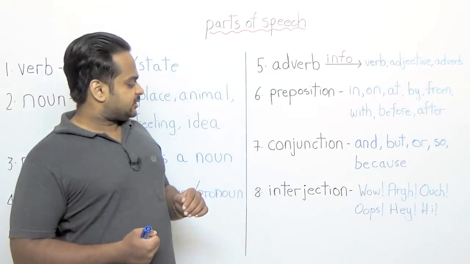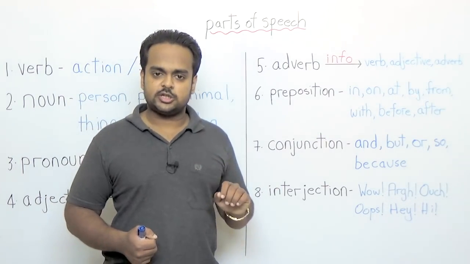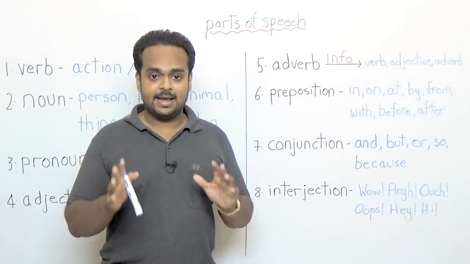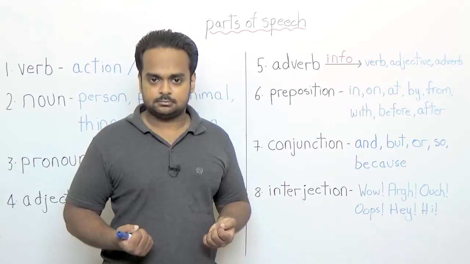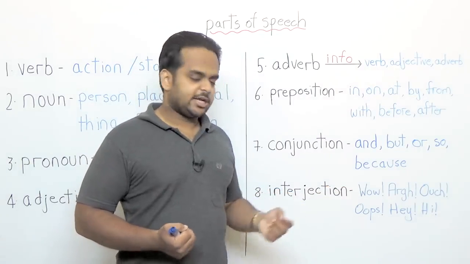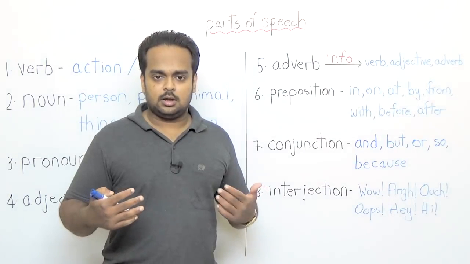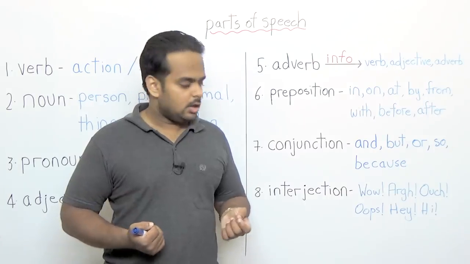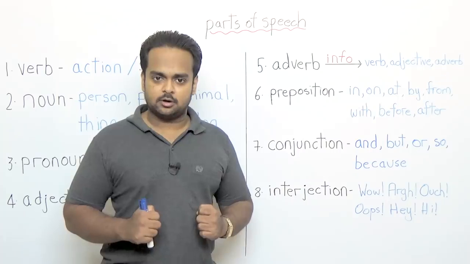All right, the last part of speech that we will look at is the interjection. Interjections are words that have no real meaning, but they help us to show sudden emotion or exclamation. For example, the interjection, wow, shows excitement, surprise, or amazement. The interjection, ugh, shows frustration or anger.